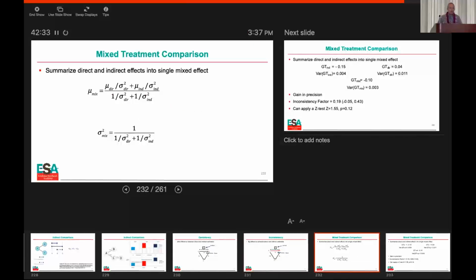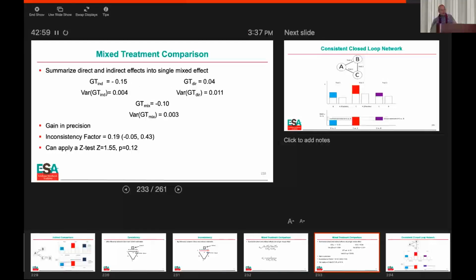So one way to think about how we estimate this sort of mixed treatment comparison is, well, we can take a weighted average of the direct and the indirect estimates. And for those of you who've done any Bayesian analysis, you'll see this as a shrinkage type estimate where we're weighting by the inverse of the variances. So the mixed effect here is an average of the direct effect and the indirect effect. In the gel toothpaste example, the indirect effect was minus 0.15, the direct effect is 0.04, and therefore the mixed effect is an average of those two, weighted according to the inverse of the variances. Notice that the mixed effect has a smaller variance than either of the individual effects, and that's a gain in precision, which we get just because we're using more information.